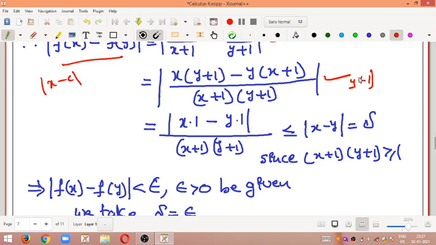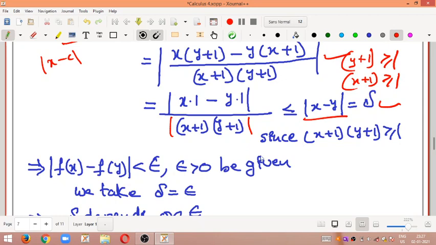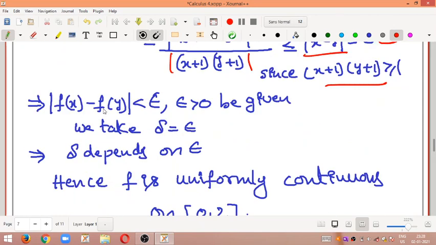Here y plus 1 is greater than or equal to 1, as well as x plus 1 also greater than or equal to 1. So this mod value is also greater than or equal to 1. So that's why this total value is less than or equal to mod x minus y, which is equal to delta. So mod f of x minus f of y is less than epsilon, where epsilon greater than 0 is given.